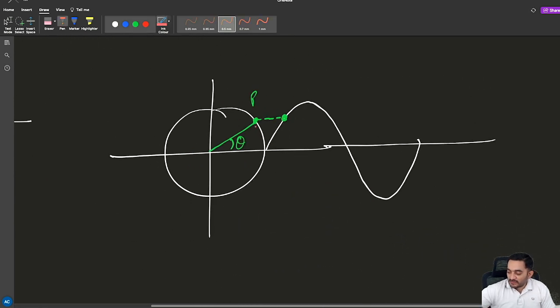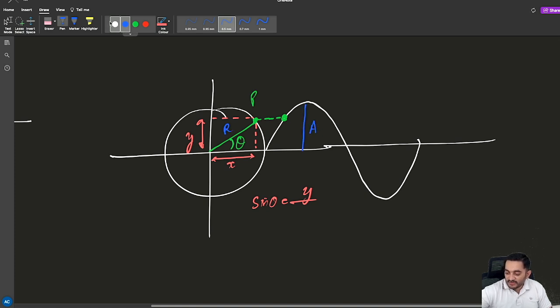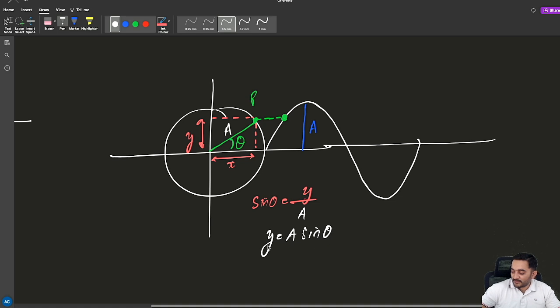You can split this component on the x-axis, and you can split this component on the y-axis, and you can say that sine theta is opposite by hypotenuse. Now look here, the hypotenuse, the radius of the circle, is going to be equal to the amplitude of the wave. That is the reason instead of r, I will prefer to write it as A. So I'm going to write this equation as y over A, so y can be written as A sine theta.